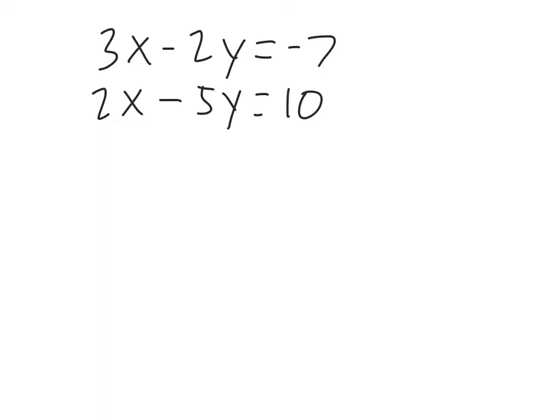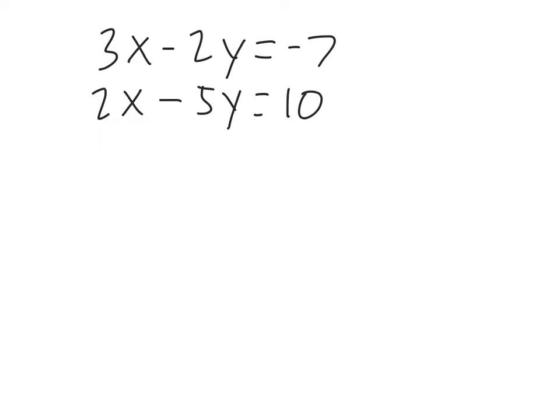Alright, so here's the first problem. It's a system of equations. 3x minus 2y equals negative 7. 2x minus 5y equals 10. Now to do elimination, unlike substitution, elimination has to be in this form, where x and y are both on the left side of the equals sign, and the number that's by itself is on the right side. So if it's not in that form, you have to start off by bringing x and y to the same side.